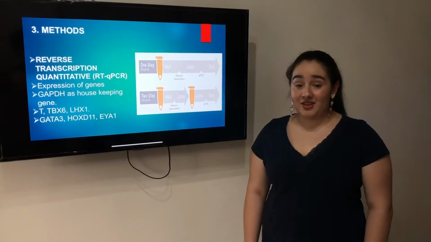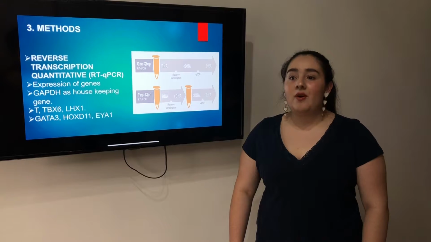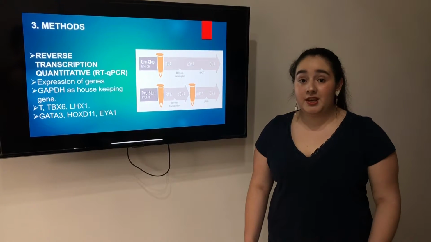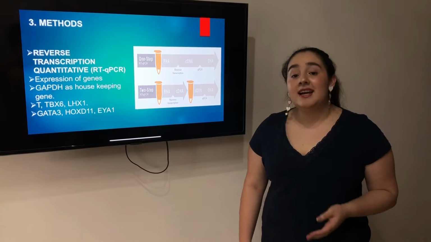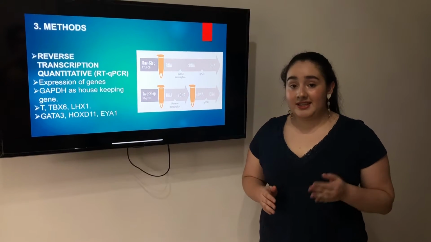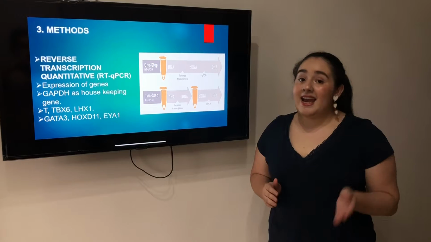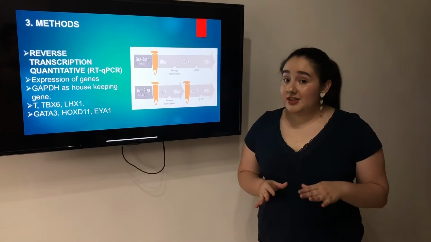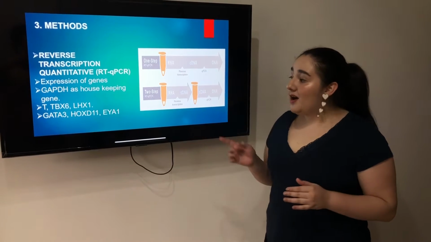organoids. Methods: reverse transcription quantitative PCR, or RT-qPCR. It is used to identify the expression of genes, using as necessary material mRNA that is transcribed into complementary DNA by the reverse transcriptase. It is needed to have a control group, which in this case is GAPDH, that doesn't have the enzyme and is considered the housekeeping gene.